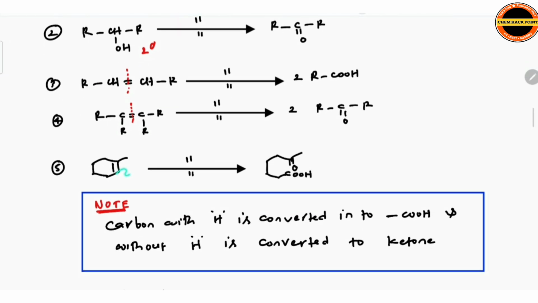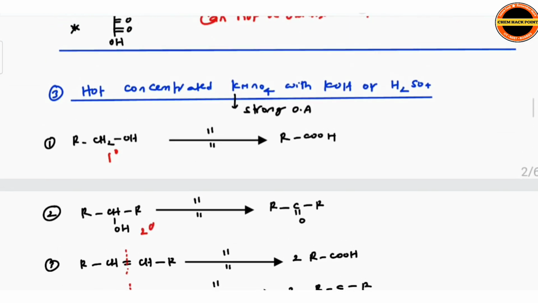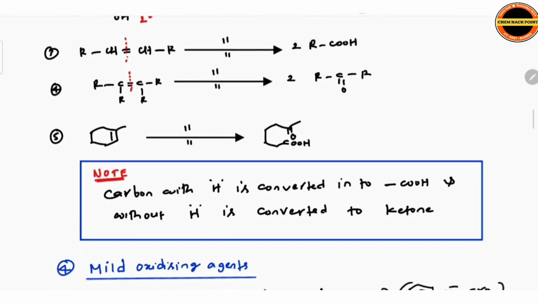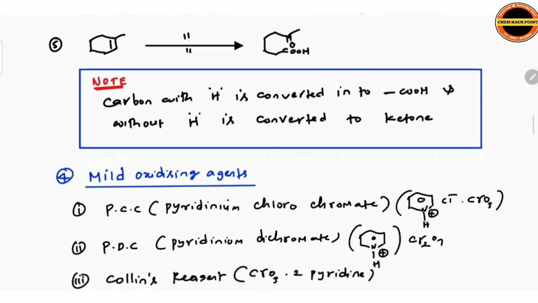Okay. And there is C, one bond as well as outside. So on oxidation using hot KMnO4 in the presence of KOH or H2SO4, what do you have to do? Break the bond. The carbon with hydrogen is converted into COOH. Carbon without hydrogen is converted into ketone. See, here there is hydrogen, that's why it is converted into COOH. Here no hydrogen, so it is converted into ketone.